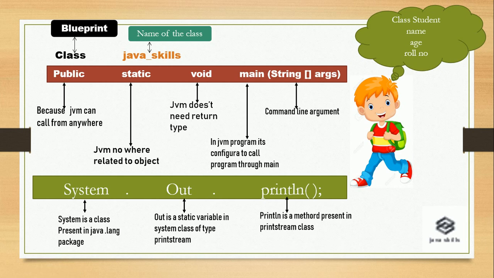if you are installing the JVM in the C drive and you are saving a program in the D drive, how, if it won't be public, if it will be something else like private, how will the JVM enter inside the program? This is also a door for the program. This is also the door for the JVM to get inside your program, because JVM can call from anywhere. That's why it is public.